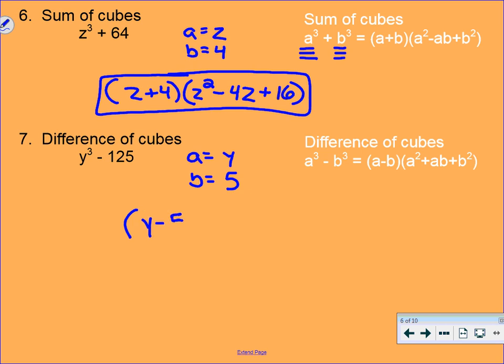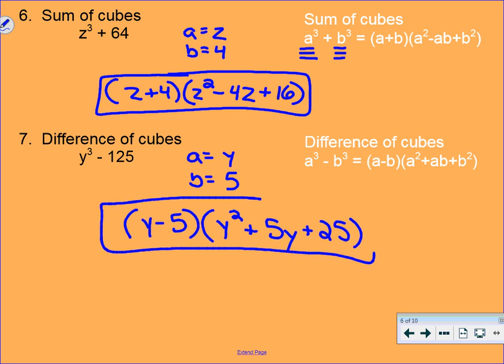And the same process here, you're filling in this information. You have a y minus 5 by looking at your formula to the right. And then as you continue, you have your y squared. And then you're going to add with it that 5y. And then to finish it off, you square the 5. It's equal to 25. And you have just done both the sum and difference of cubes.